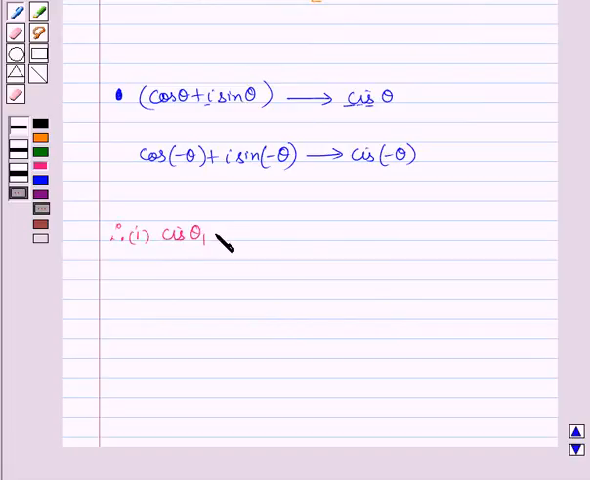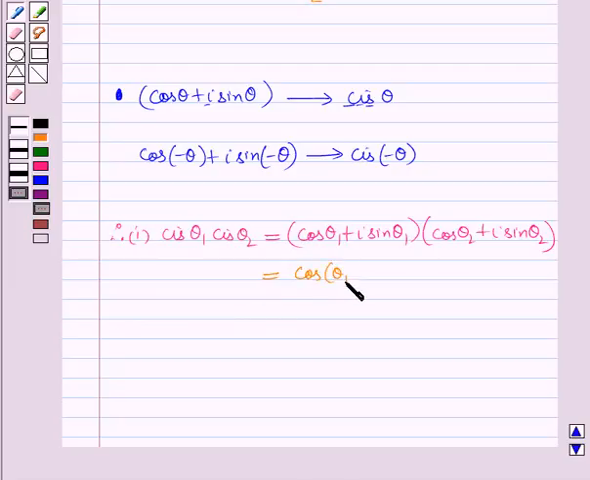cis theta 1 into cis theta 2 is equal to, now cis theta 1 can be written as cos theta 1 plus iota sin theta 1 the whole into cis theta 2, which is cos theta 2 plus iota sin theta 2 the whole, which is further equal to cos theta 1 plus theta 2 the whole plus iota sin theta 1 plus theta 2 the whole, which can be again abbreviated as cis theta 1 plus theta 2 the whole.